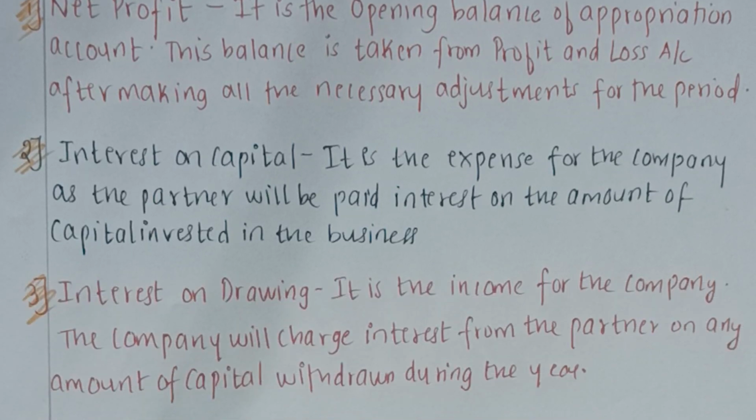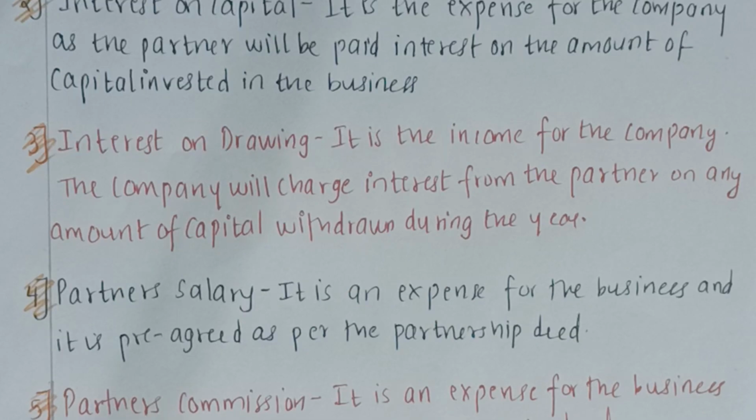Second is interest on capital. It is an expense to the company, and as the partner contributes towards the capital, the company has to pay a certain amount of interest to the partner. Third is interest on drawing. It is the income to the company because the company charges interest from the partner on any amount of money that is withdrawn by him for personal use.